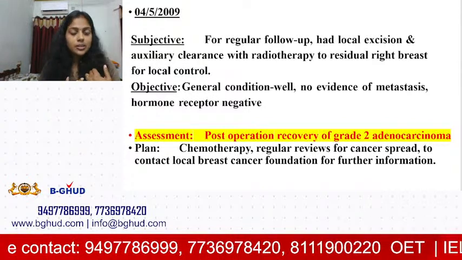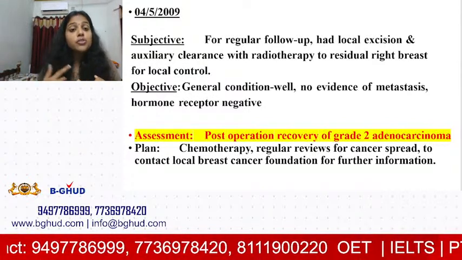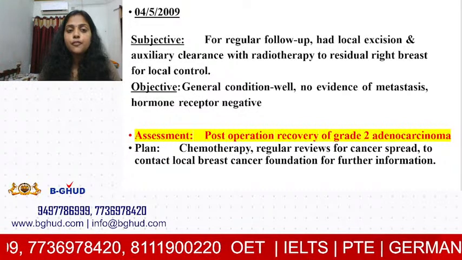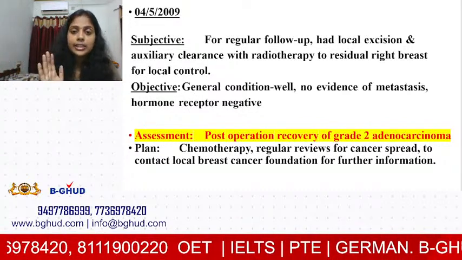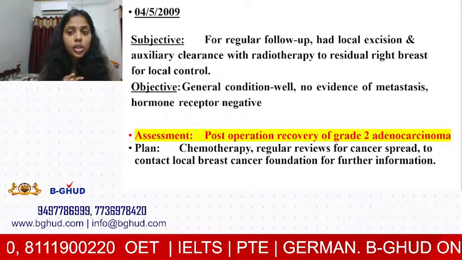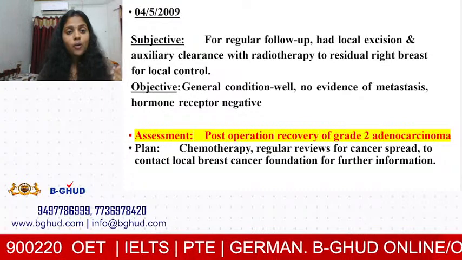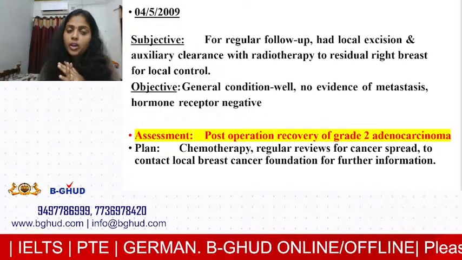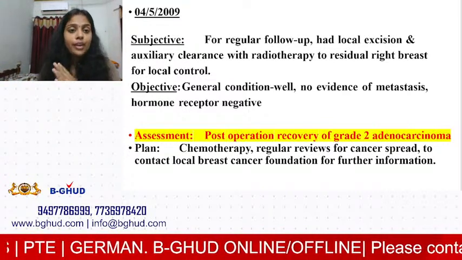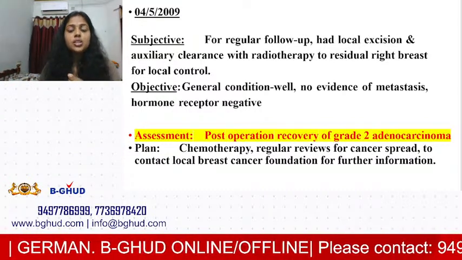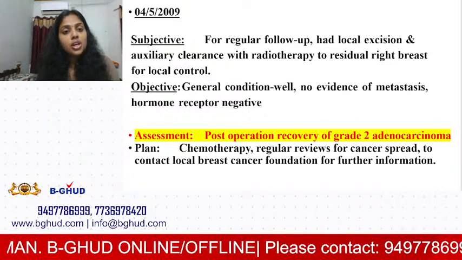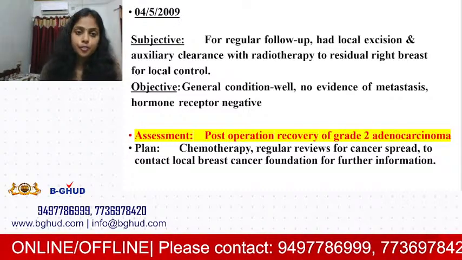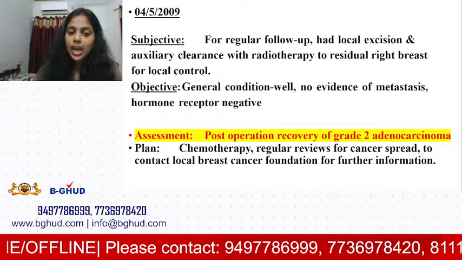So see, first visit, she noticed a lump. Second visit, she was very anxious about the possibility of cancer. We broke the bad news and we referred her to a general surgeon for operation. Next visit when she came, she had her axillary clearance and radiotherapy to the residual right breast for local control. And now after all this, she is recovering, right? Post-operative recovery of grade 2 adenocarcinoma because hormone receptor is negative and no evidence of metastasis. So the plan was that now she should take chemotherapy, undergo regular reviews for cancer spread, and contact the local breast cancer foundation for further information. So this was the advice that we gave in the last visit.